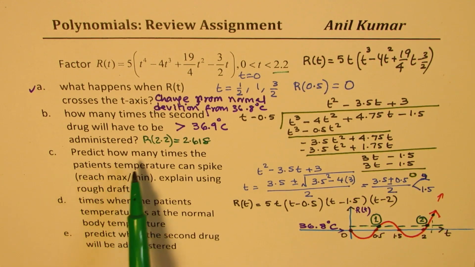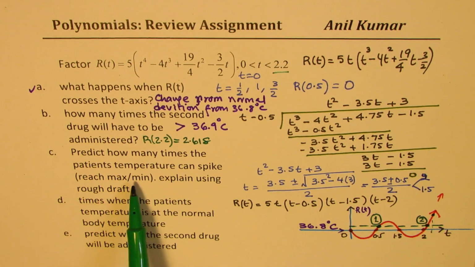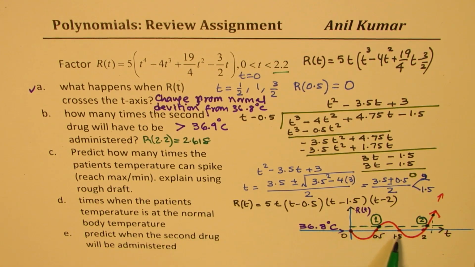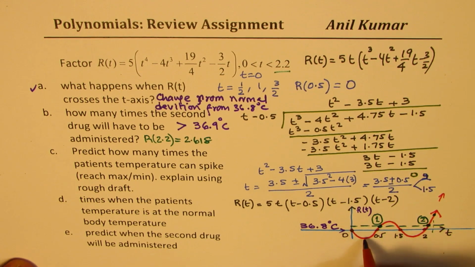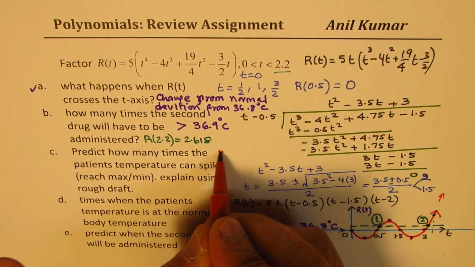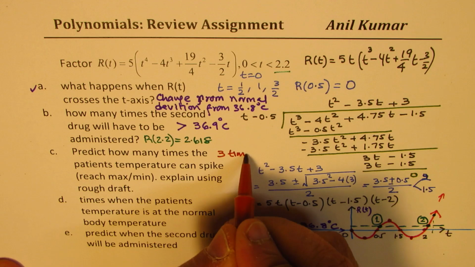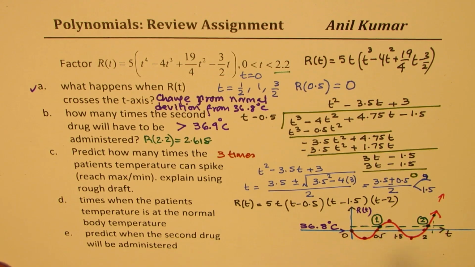Now, predict how many times the patient's temperature can spike, reach maximum or minimum, explaining using a rough draft. Well, this is a fairly good draft, and so we can say from here that it spikes 3 times. 1 right there, second, and 3. So we have 3 times, in which 2 on the lower side and 1 on the higher side. And they seem to be symmetric, right?